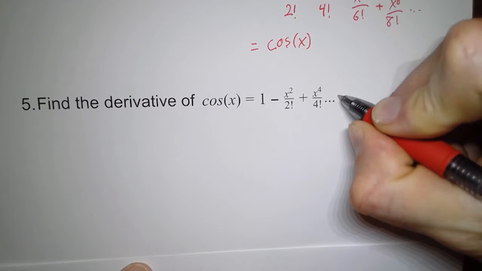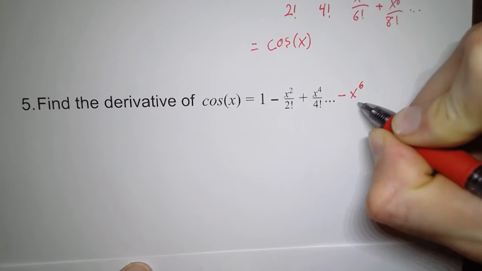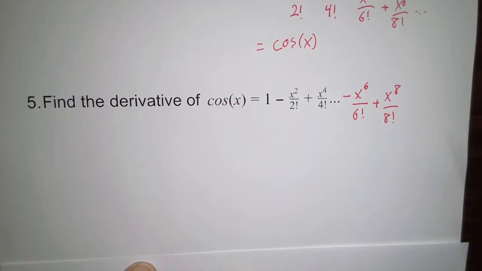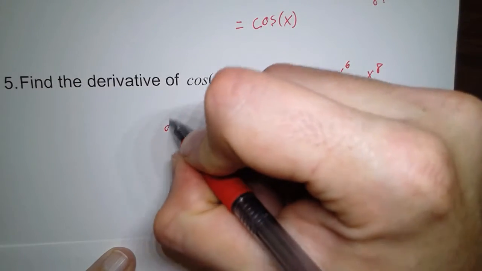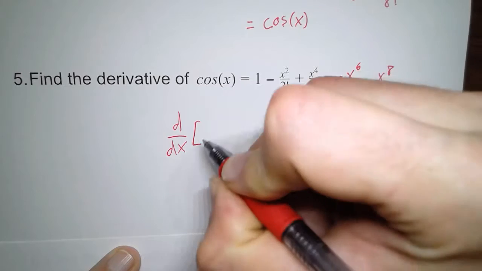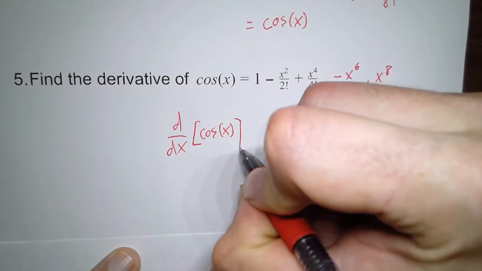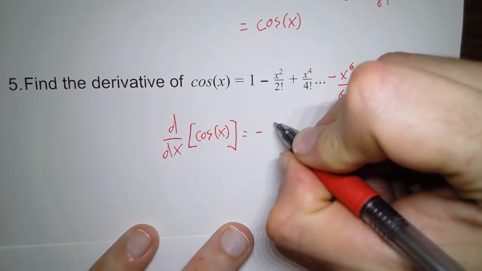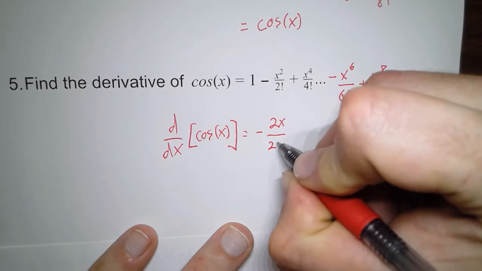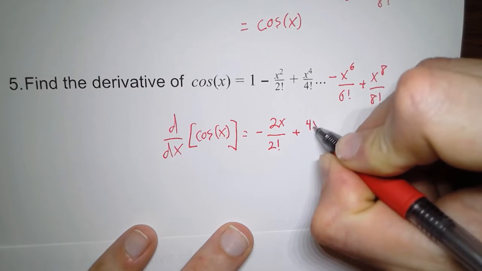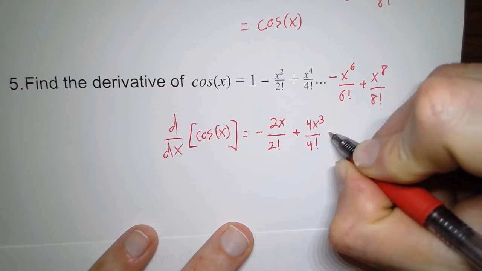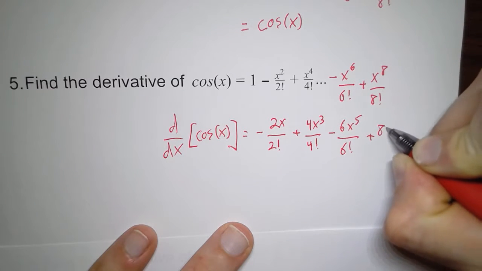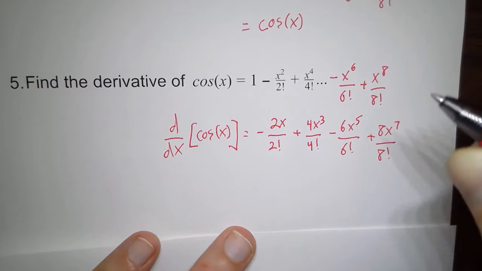Now, I'll give myself 2 more terms, minus x to the 6th over 6 factorial plus x to the 8th over 8 factorial. So if we want the derivative, we write d dx of cosine of x. Now the derivative of 1 is just 0. Don't need to write anything there. Minus 2x over 2 factorial plus 4x cubed over 4 factorial minus 6x to the 5th over 6 factorial plus 8x to the 7th over 8 factorial.